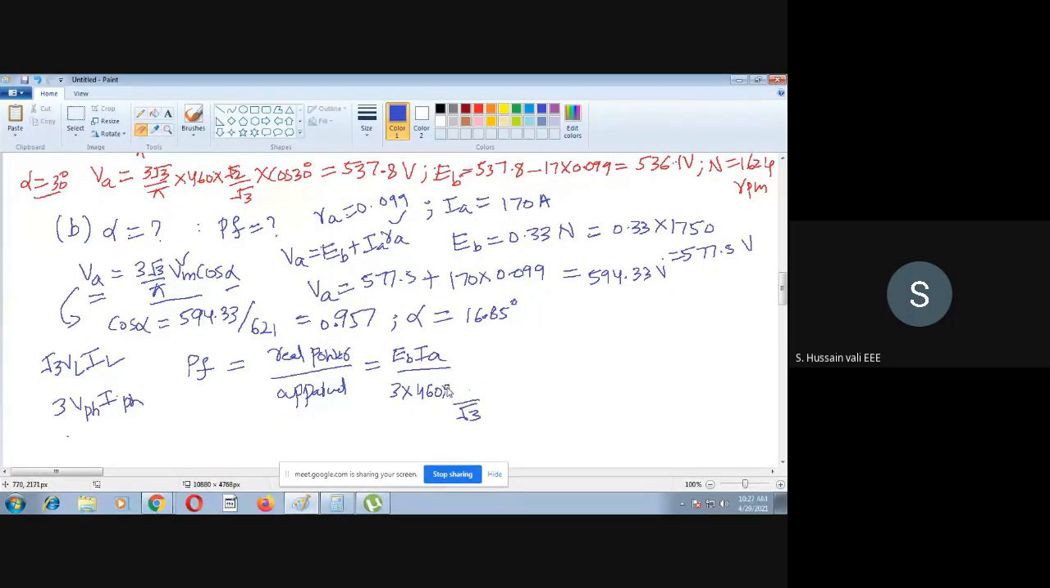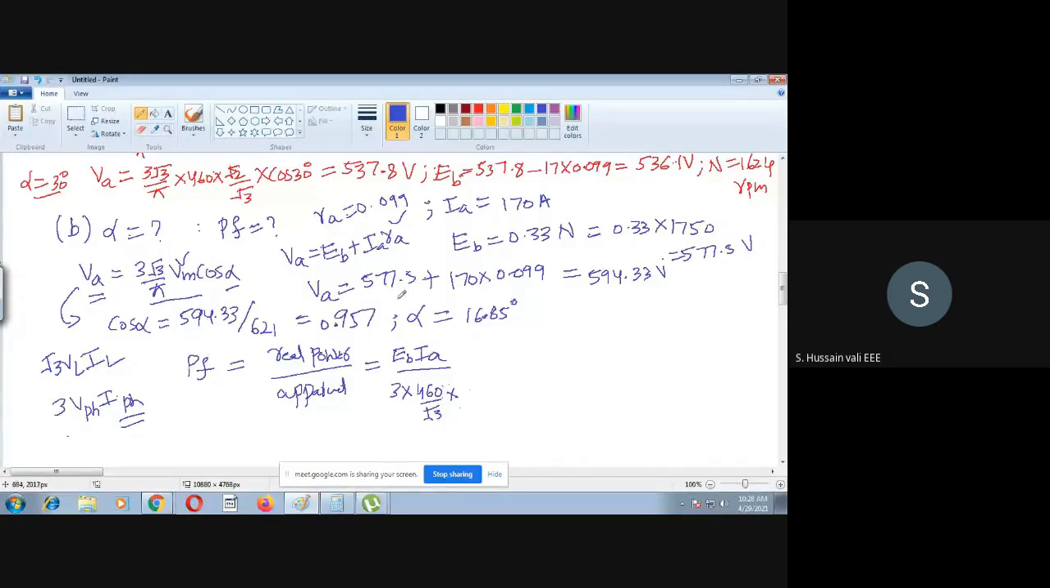That's it. But I will do one thing. See, 460 is the line voltage that he has given. What is the phase voltage? Just divide by root 3. By root 3 will be here, multiplied with I phase. Now, what is the I phase? What is the RMS current of each phase? This you have to find out.